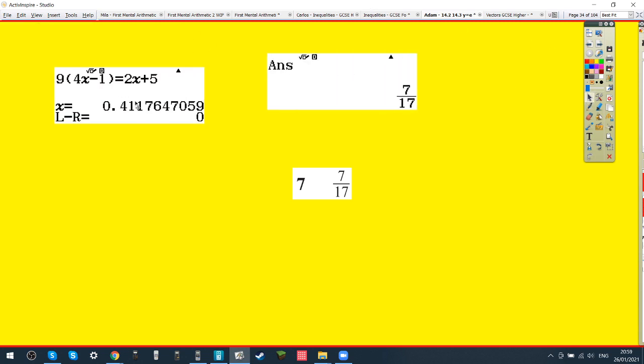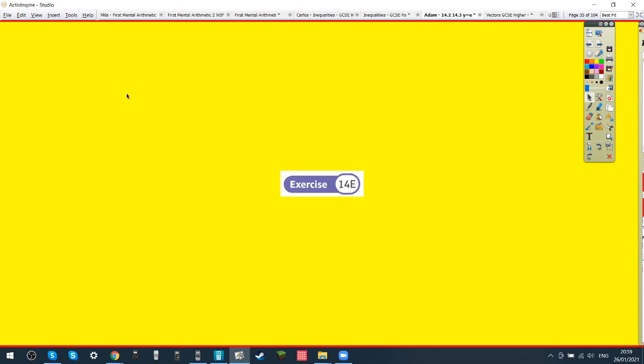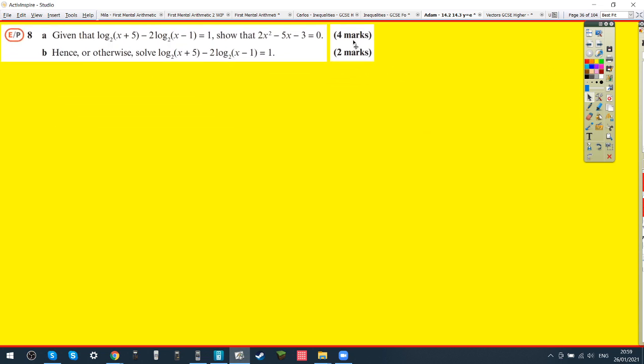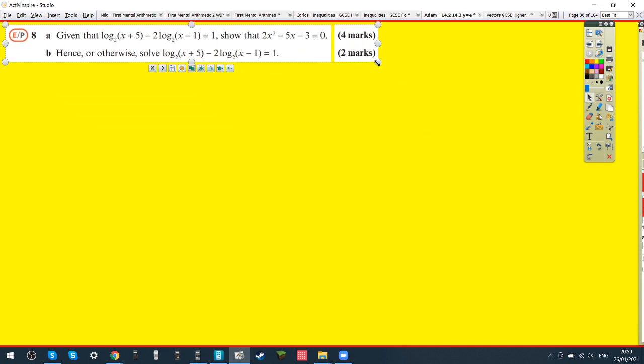Good. And once x is no longer in the denominator, and I'm certain that it's not going to be a quadratic, I can stick it in the calculator, because then I'm only going to get one answer.